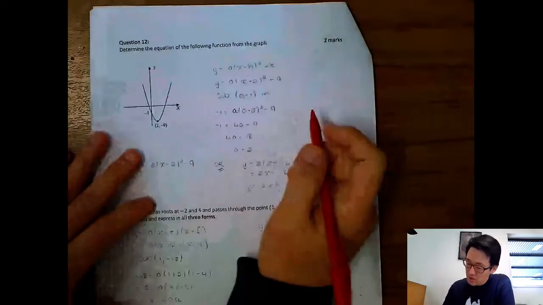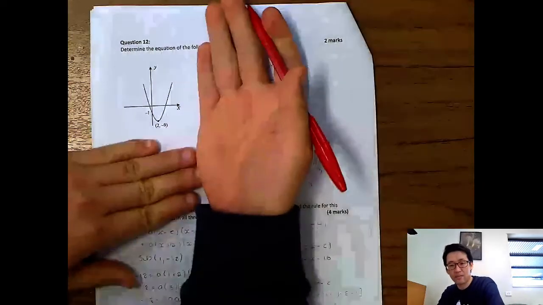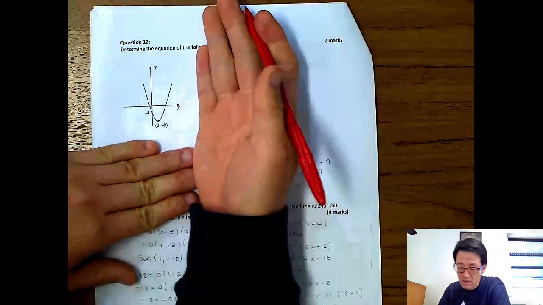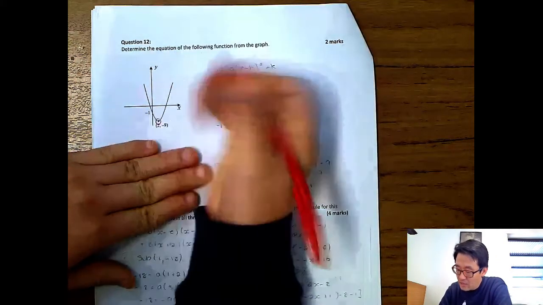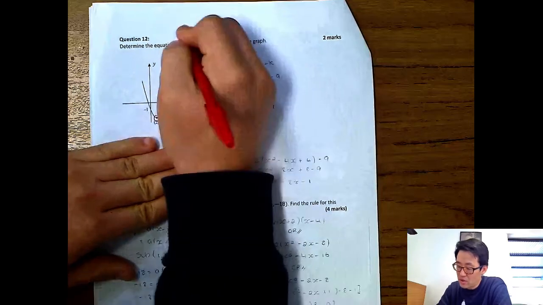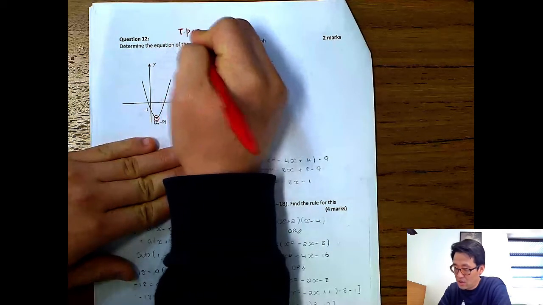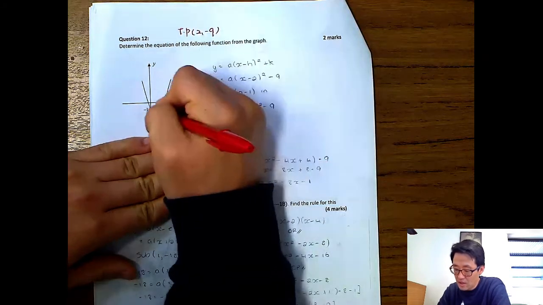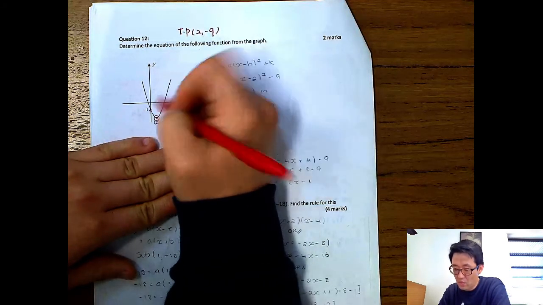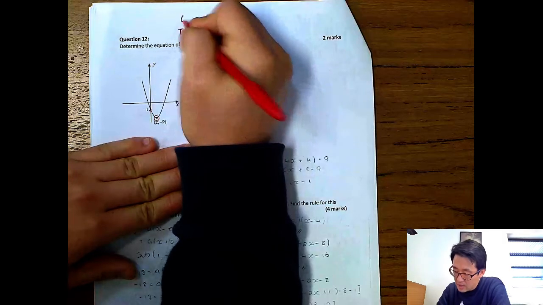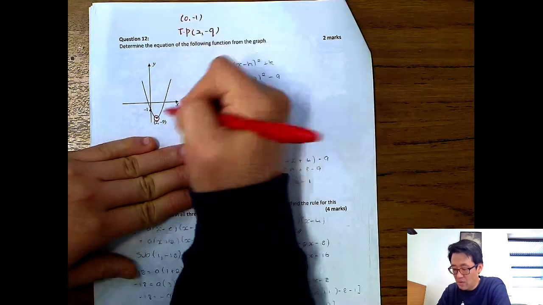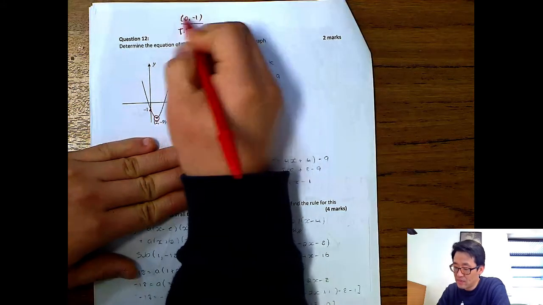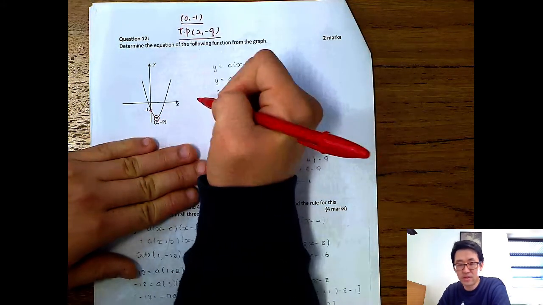Determine the equation. Okay. Now we have the graph, and then we try to figure out the equation. And what I have here is the turning point. So the turning point is 2, minus 9. And then I have 1 point. When x is 0, y is minus 1. How do I know x is 0? It's 0, minus 1. So I have 1 point in this.